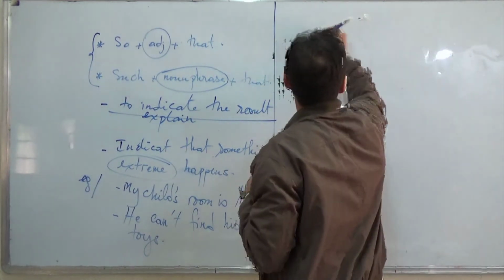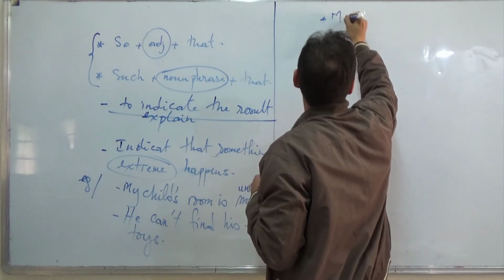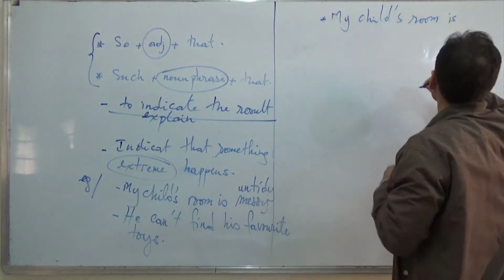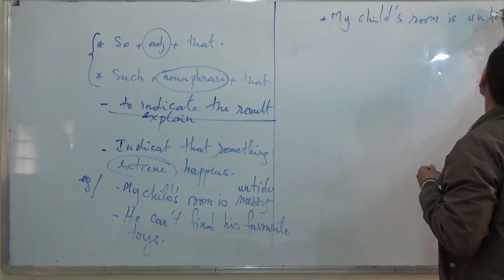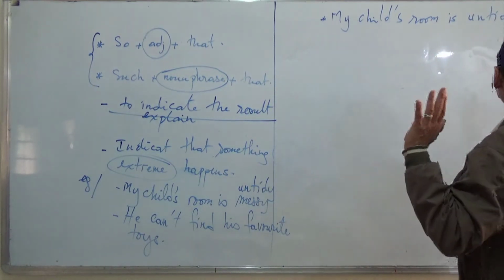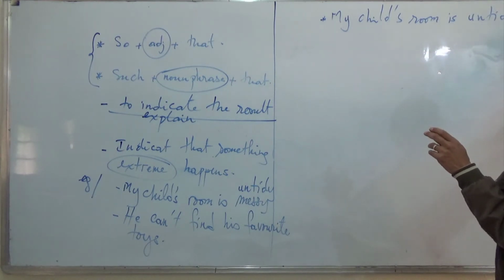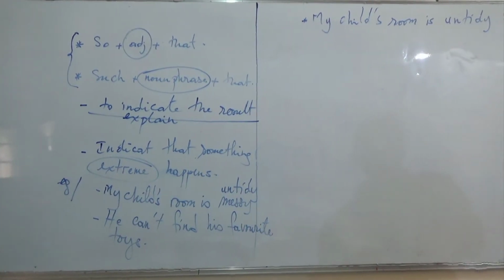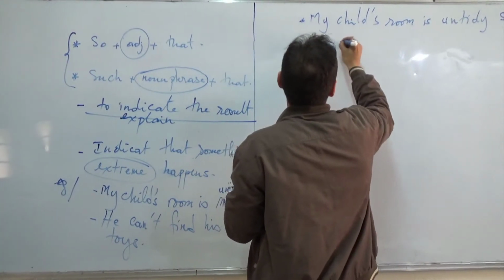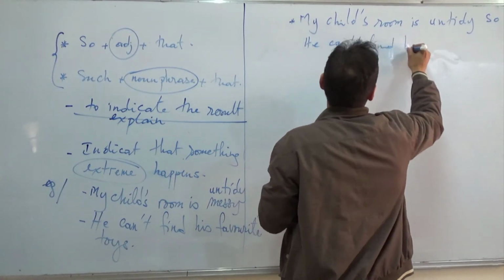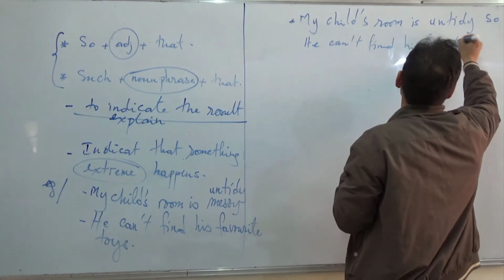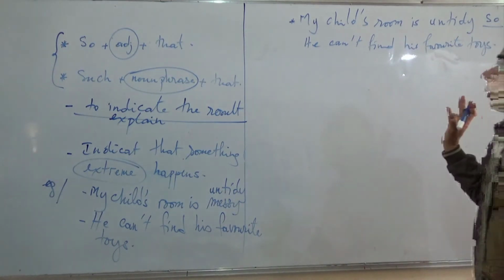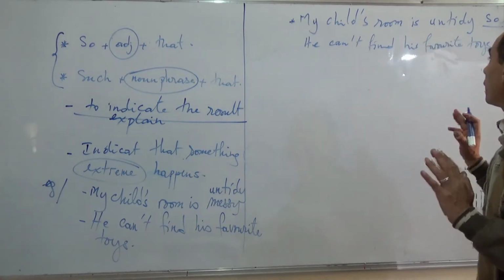My sentence is going to be: my child's room is untidy. Here I am going to use, for example, so, consequently, as a result, etc. My child's room is untidy, so he can't find his favorite toy. In this case, there is nothing extreme, a cause and a result, nothing extreme.